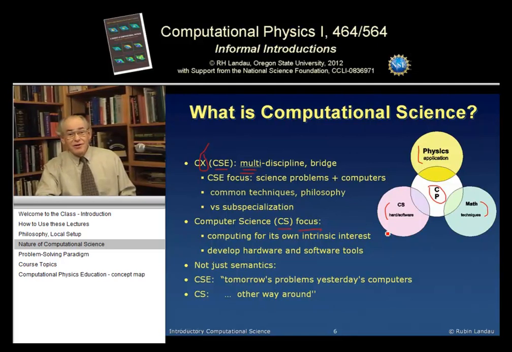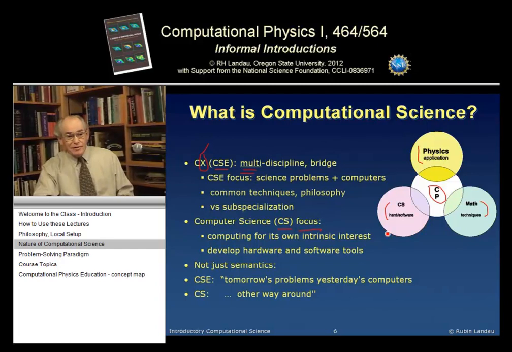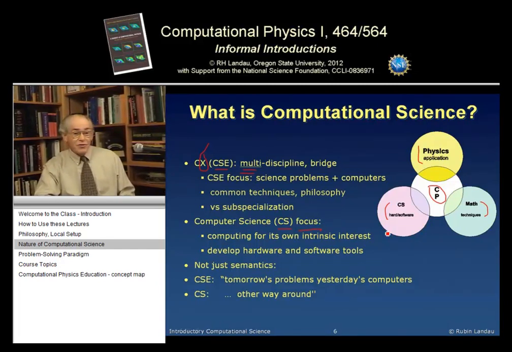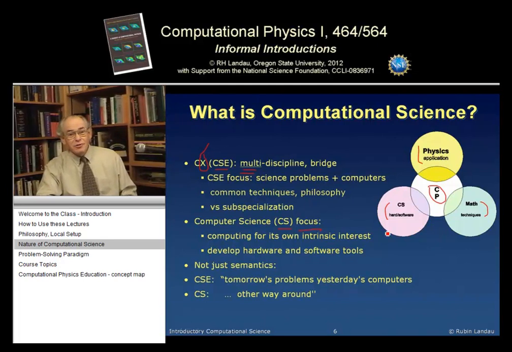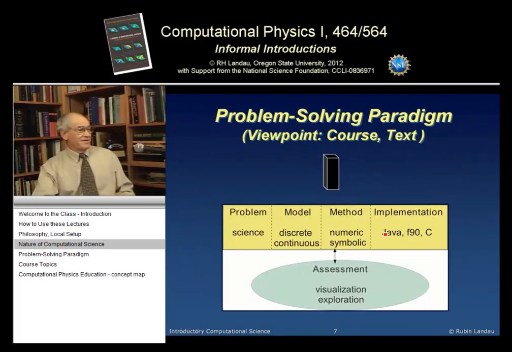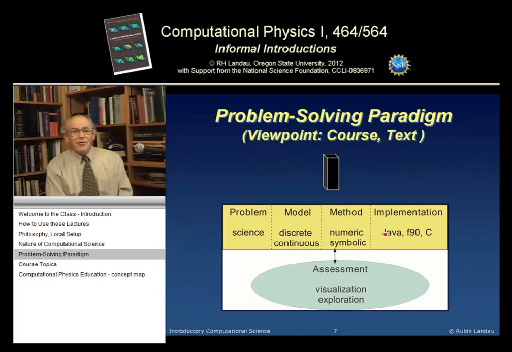One well-known computational physicist, whose name I won't mention, said, well, the difference is that if you're a computational scientist, you have to solve tomorrow's problems with yesterday's computers. Whereas if you're a computer scientist, you sort of do it the other way around. Think about it. Okay.